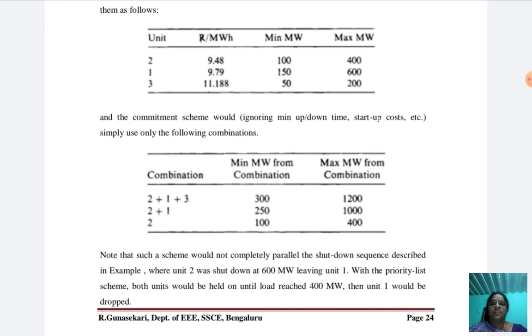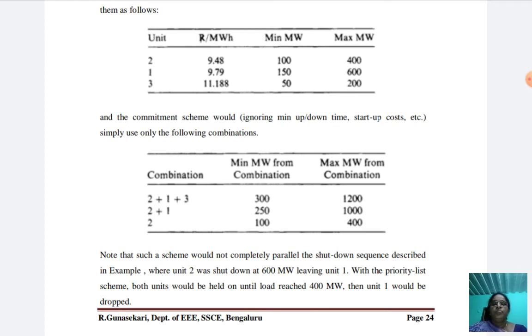Suppose we connect only units 2 and 1. Then the minimum load is 100 plus 150, equal to 250, and the maximum load is 400 plus 600, equal to 1000. If these two units meet our demand, the minimum is 250 and the maximum is 1000 megawatts. If only unit 2 is connected, the minimum load is 100 and the maximum load is 400.